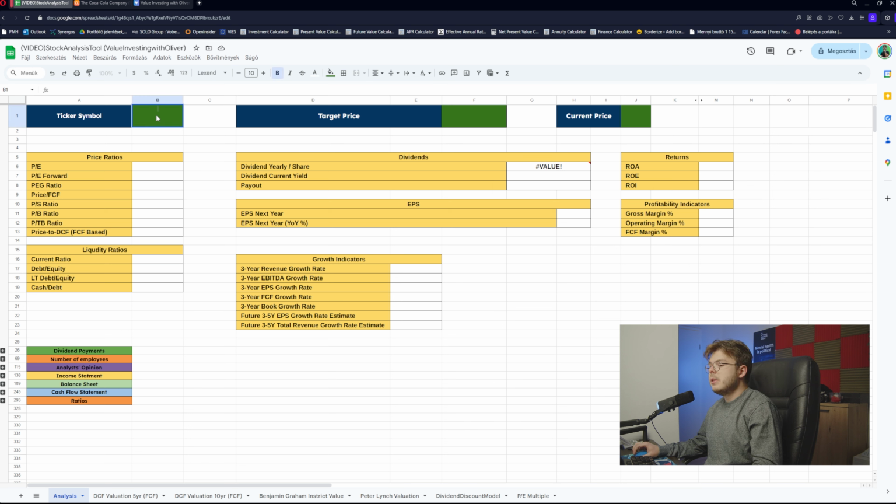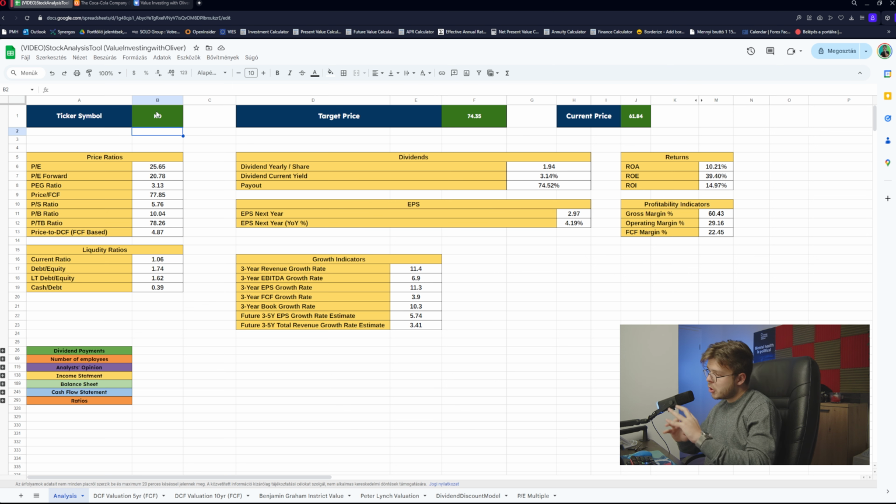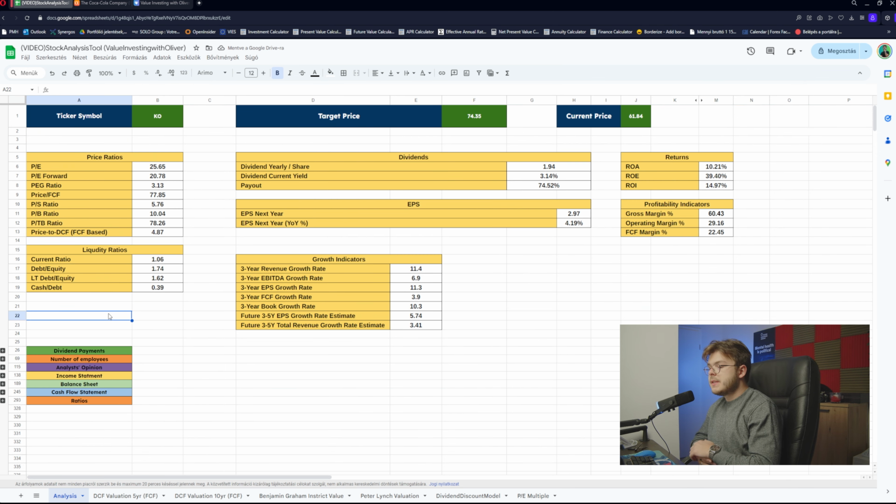So if you open up the Google Sheets table, you are able to just simply put the ticker symbol on the top left, and all the data will load in immediately, and you are able to see a snapshot on the top, and also all of the crucial information down below. So we are going to see that their price to earnings ratio is 25, and their forward price to earnings ratio is below that. That means the company is estimating to grow in terms of net income.